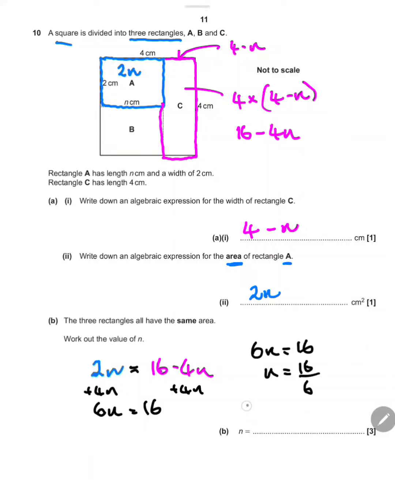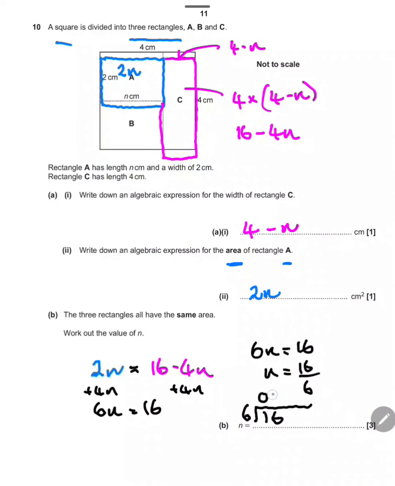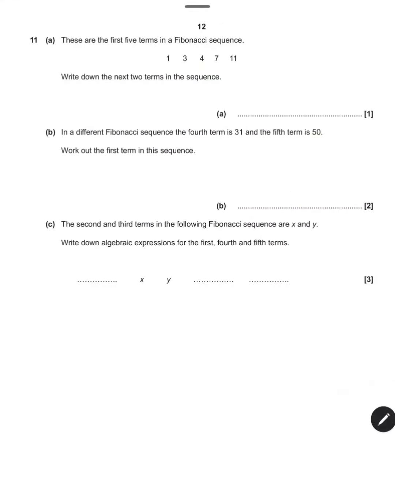I'll use bus stop for that. How many 6's into 16? 6's into 10 is 0. 6's into 16 is 2, with a remainder of 4. 6 into 40 is 6 remainder 4. The answer will be 2.66 recurring.